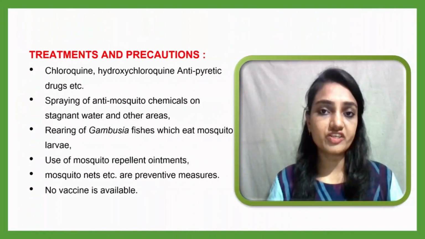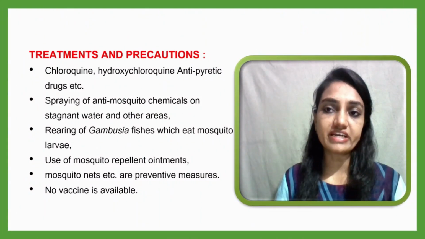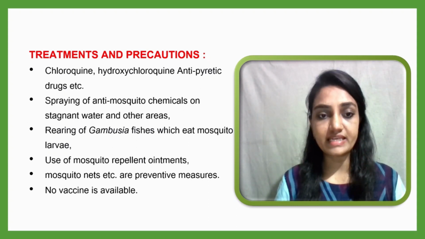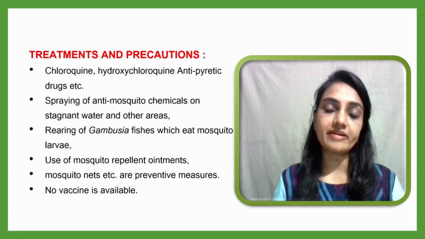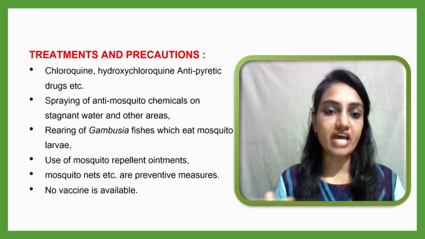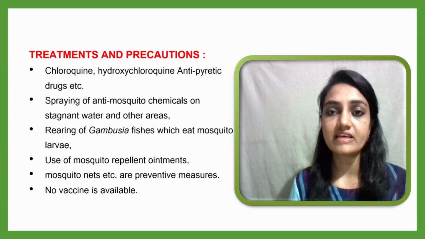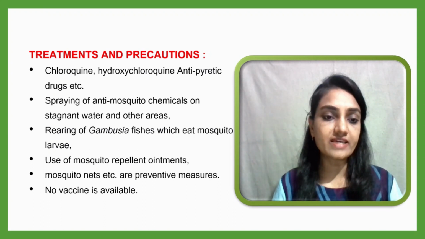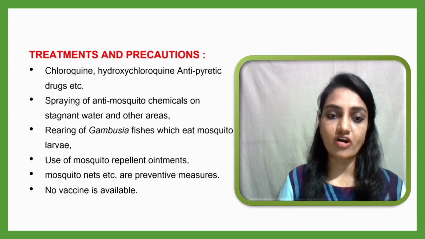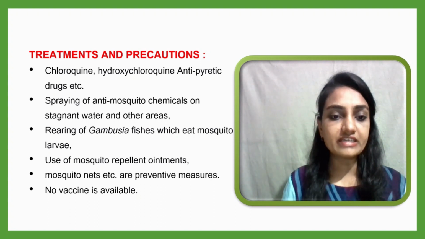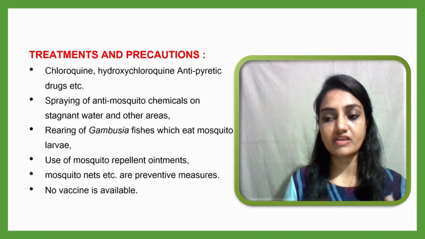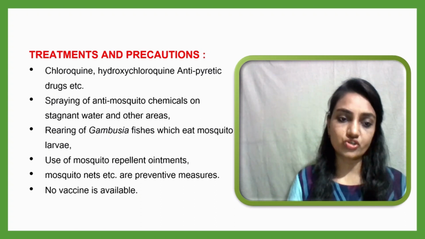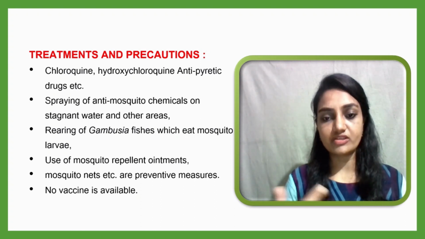Let me go through which treatments are given and which precautions we can take to avoid malaria. The treatment available is chloroquine, a medicine given when a person is suffering from malaria. Then hydroxychloroquine, an antipyretic drug, is given for the treatment of malaria. For precaution, we can spray anti-mosquito chemicals on stagnant water and other areas. Then rearing of Gambusia fish, which have the ability to eat mosquito larvae and so can kill the mosquito. So Gambusia fish are used for controlling mosquitoes.